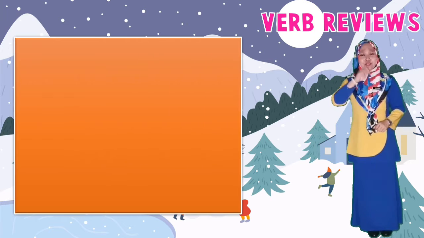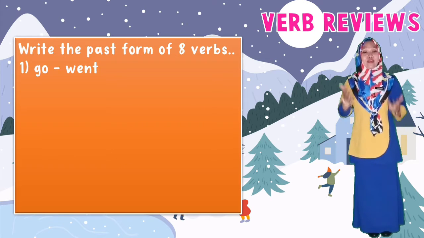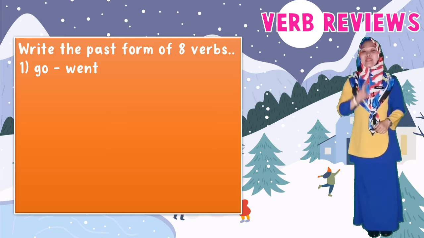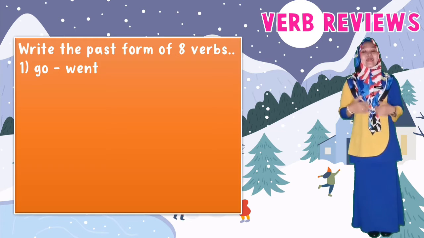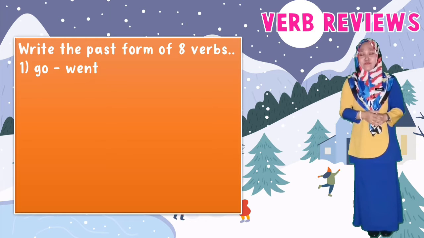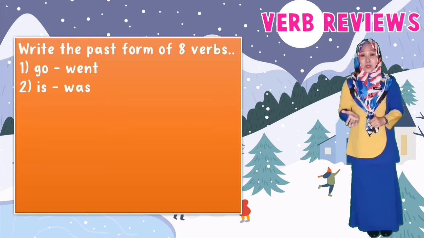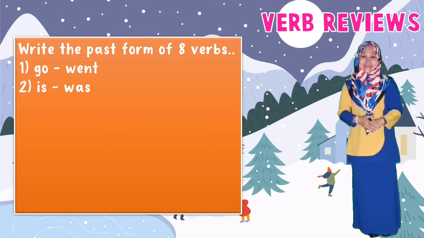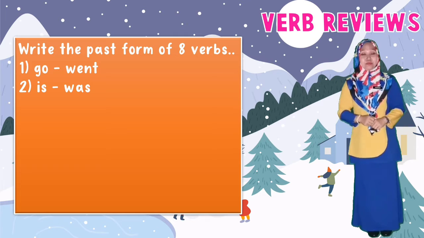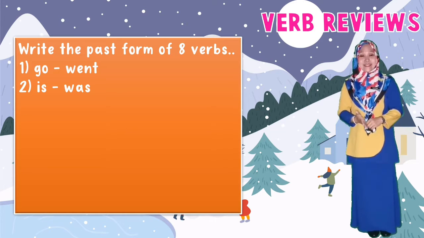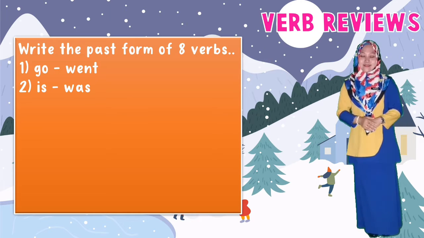Next, we are going to write the past form of 8 verbs. Are you all ready? Verb number 1. Go. What is the past form of the verb go? The past form of the verb go is went. Verb number 2. Is. What is the past form of the verb is? The past form of the verb is was.